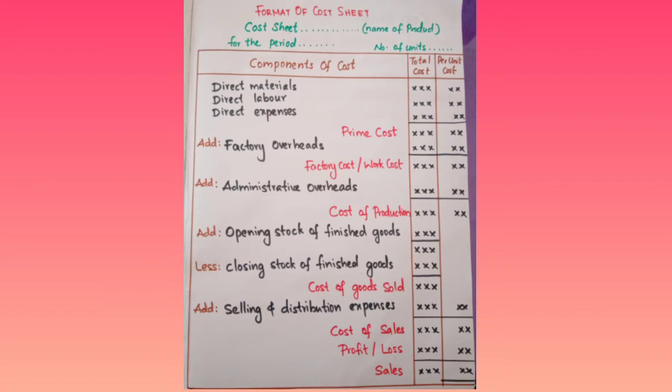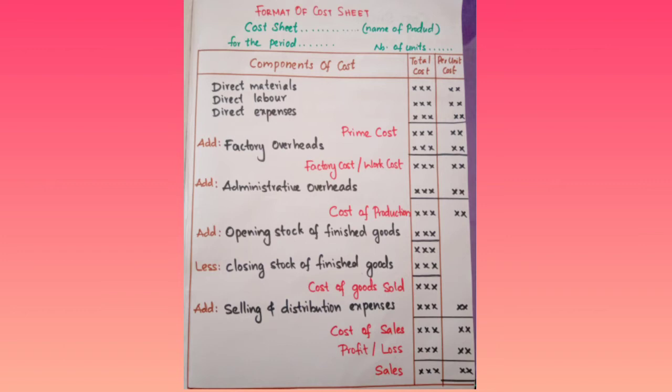In some questions they didn't ask us to prepare the per unit cost column, so for those questions there is no need for writing that. Then we already discussed what the elements of cost are. So first we have to write those 3 elements.